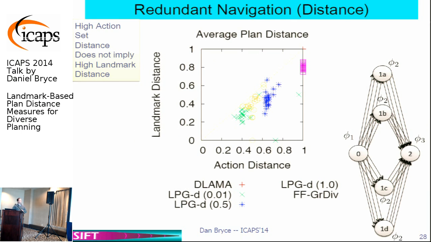In the redundant navigation domain, we see something similar. But in this case, it's easy to get high action distance because there are so many actions available to you, because you have repetitions of actions reaching these landmarks. But in order to really get a lot of landmark diversity, you have to use something like DLAMA. This is showing the action distance along the x-axis and the landmark distance along the y-axis. You get perfect distance when you're using DLAMA.